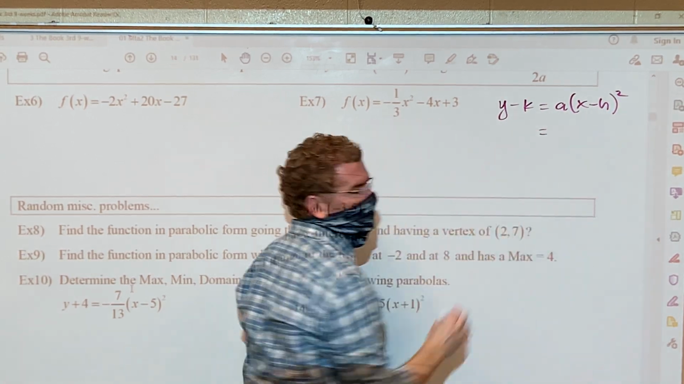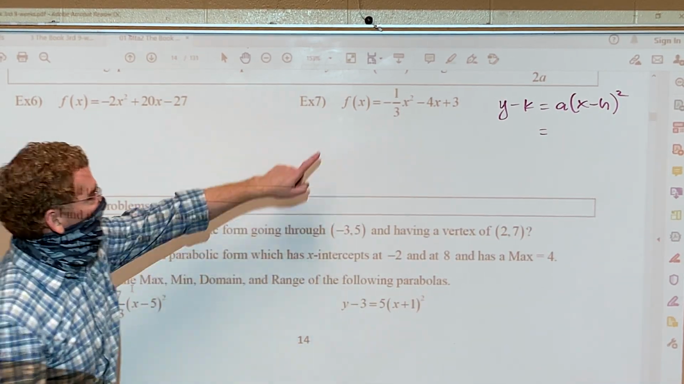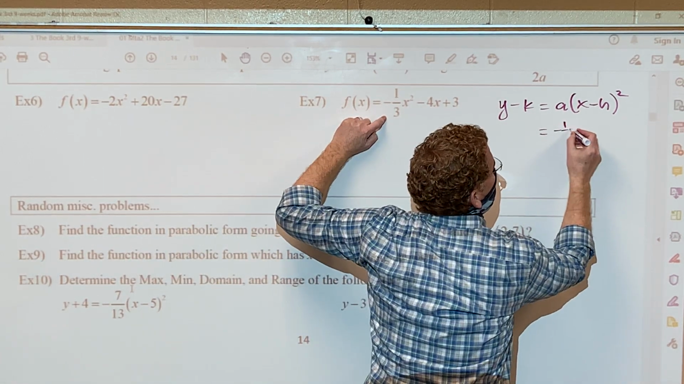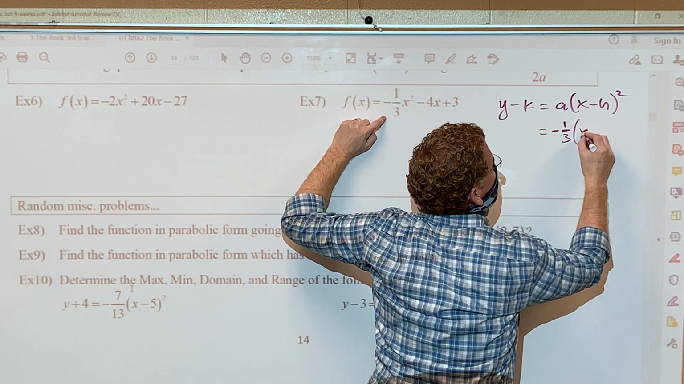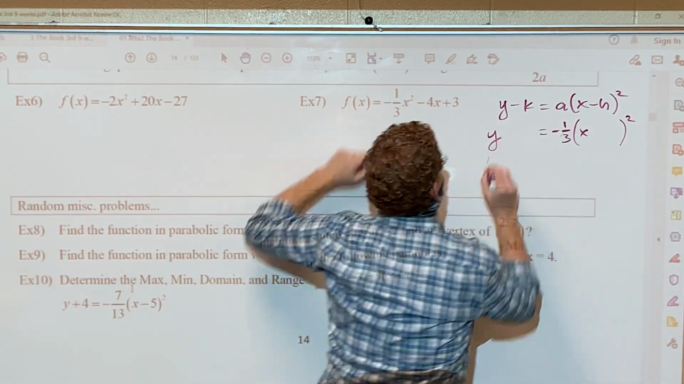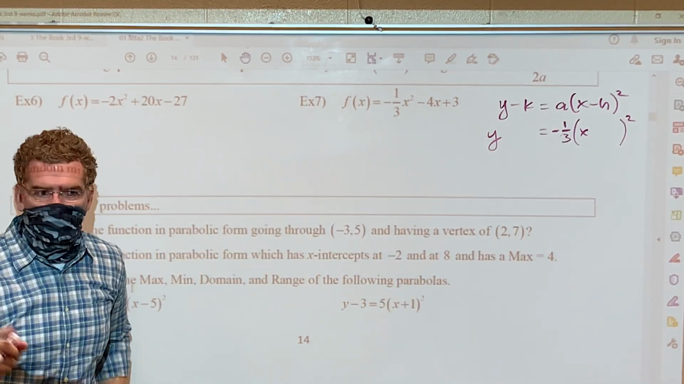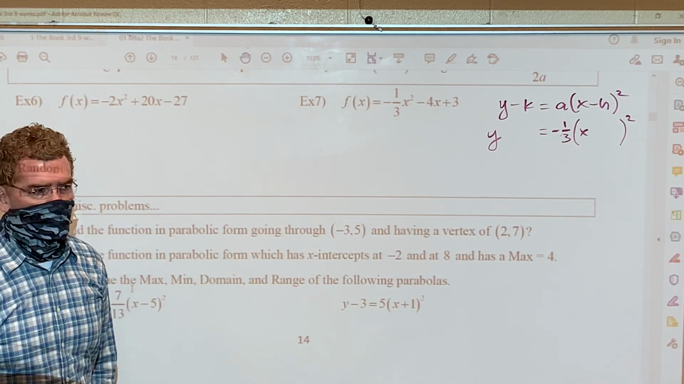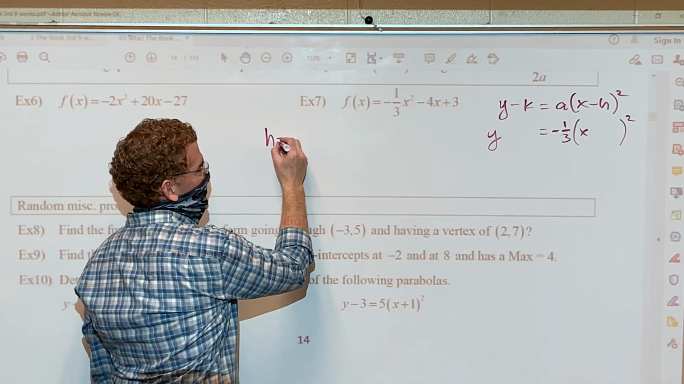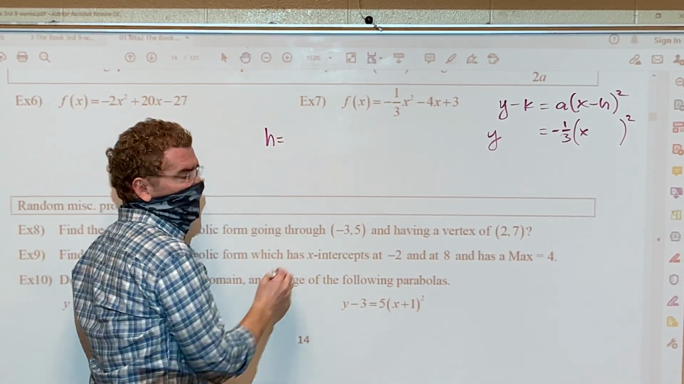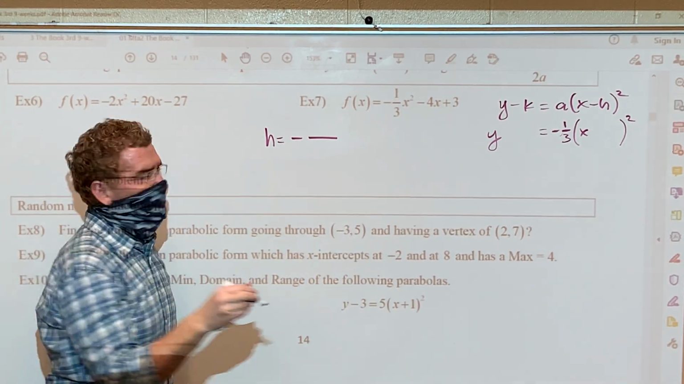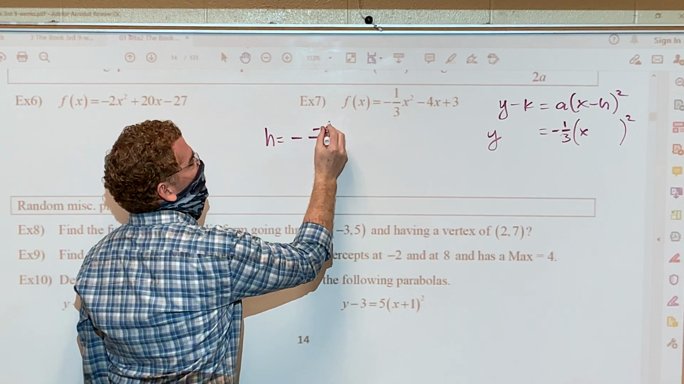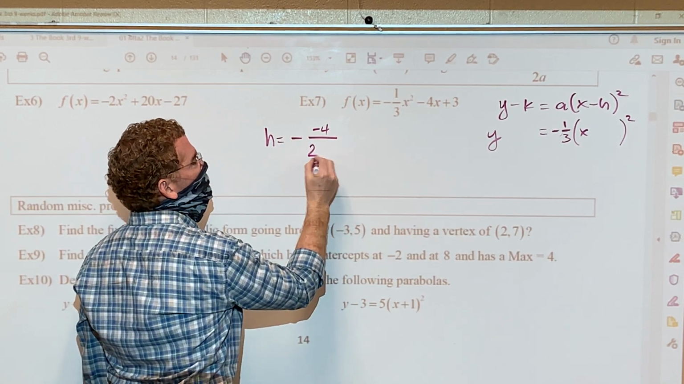What do I immediately know? A. A is negative 1/3. Okay? How do I find the x coordinate of the vertex, which is your h? H is negative what? Negative b, so negative 4 over 2a.